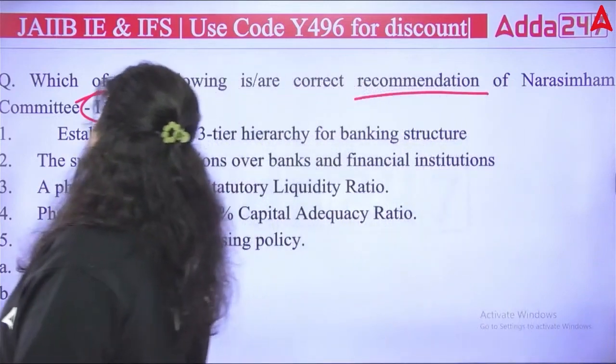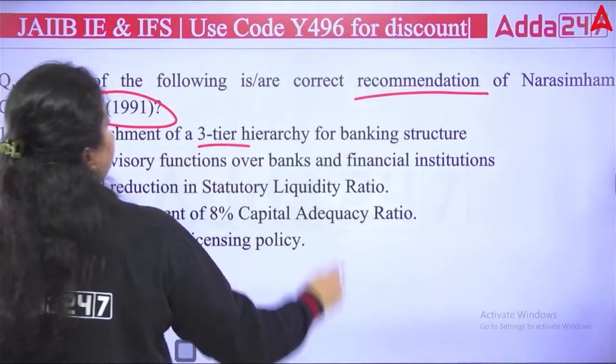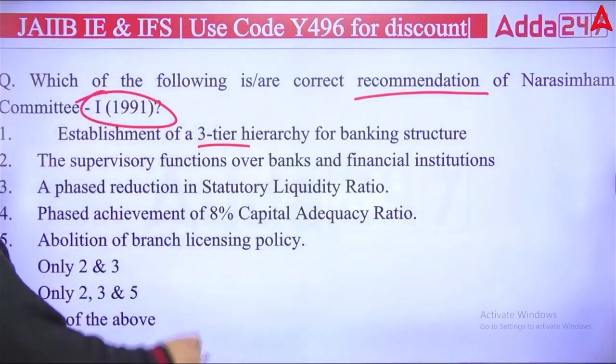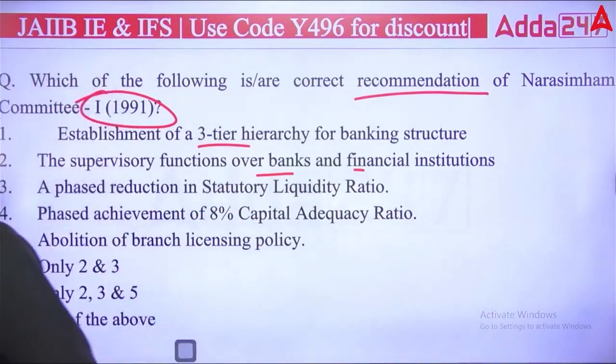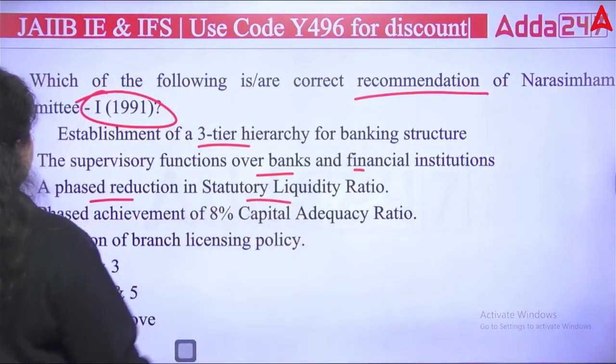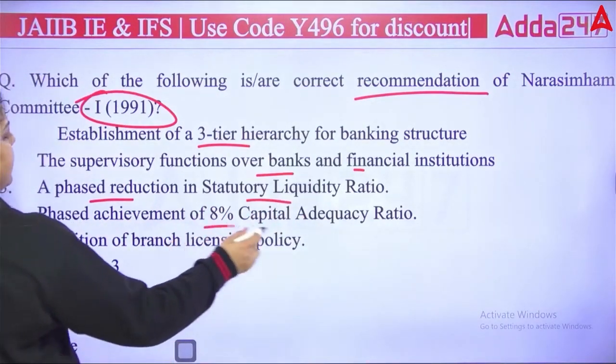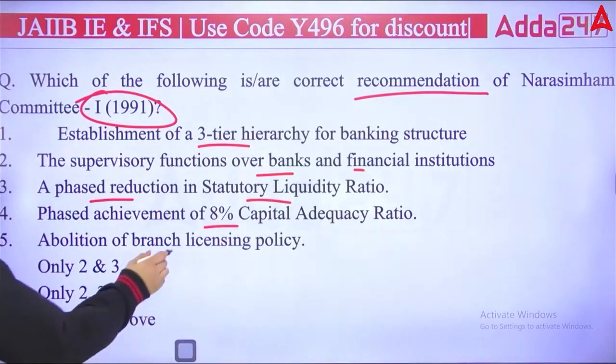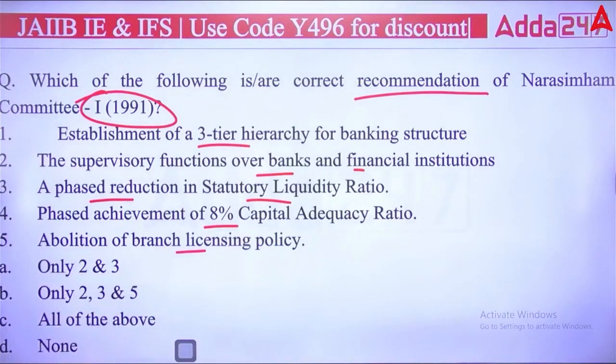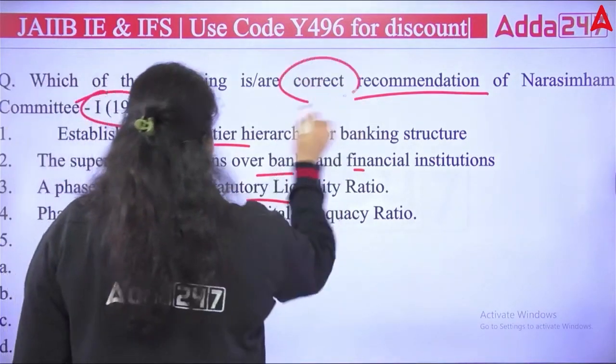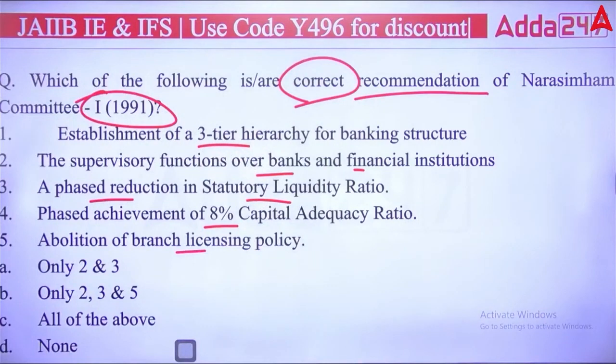Now the first is saying establishment of a 3-tier hierarchy for banking structure, the supervisory function over banks and financial institution, a phased reduction in SLR, phased achievement of 8% of capital adequacy ratio, abolition of branch licensing policy. So which of the following are the correct recommendation? Let me know.